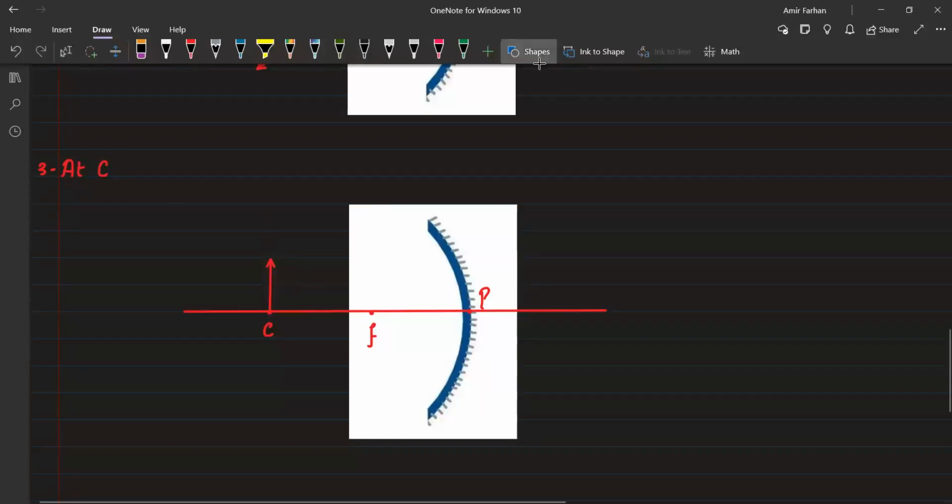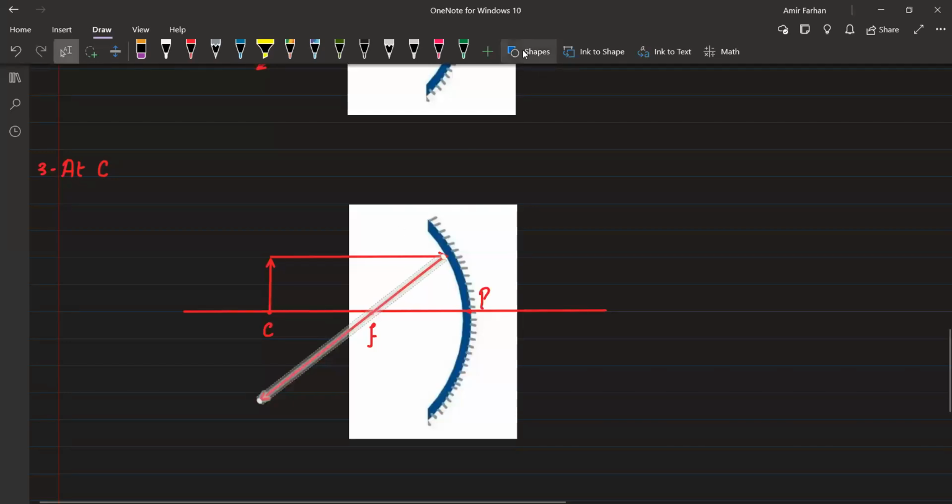So the first ray should be parallel. Yes, it should be parallel. Very good. And one more thing, you have to show the arrow as well. The direction of the ray should be mentioned while drawing the ray diagram, and it will pass through the focus. Yes or no? Yes, sir. So it will pass through the focus.